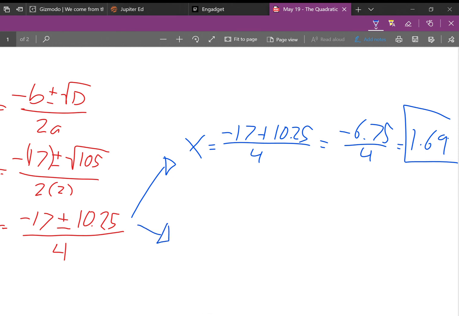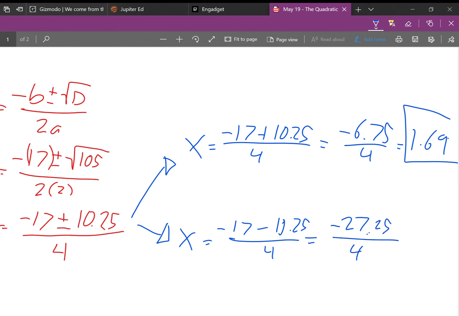Then we do the same thing, but this time we subtract. So negative 17 minus 10.25 over 4. So this gives me negative 27.25 over 4. And again, I'm just doing this on my calculator. I'm not doing any special tricks. I just have my calculator out. And so this is approximately negative 6.81. All right, so hopefully that's okay.